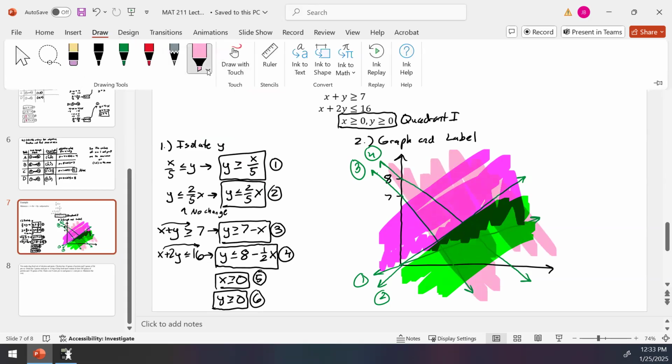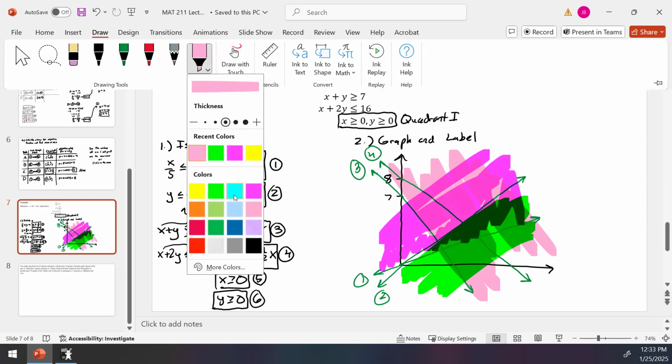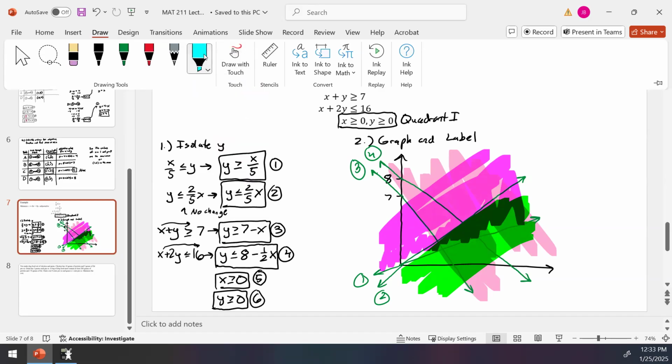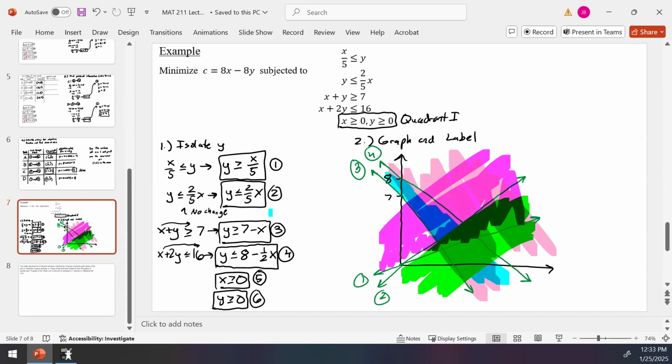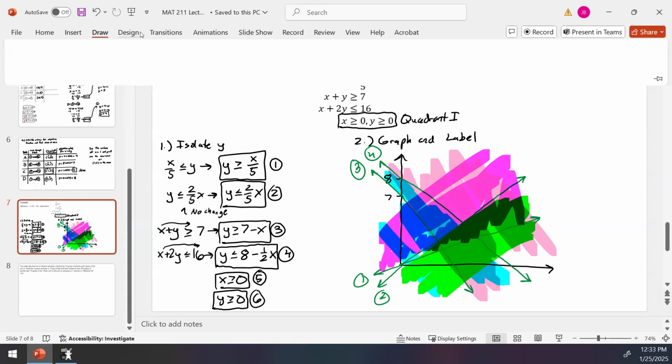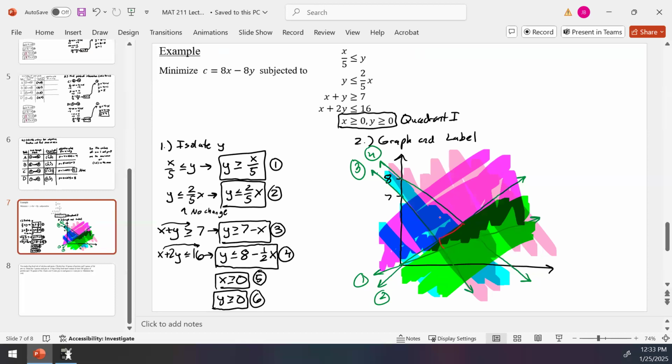And then equation number 4 says we are going to shade downwards because we're less than, right? So equation 4 is down here. And we notice that they all overlap right here. They all overlap in that little box. So that tells me that's the feasible region.